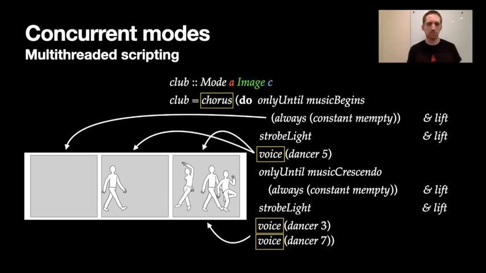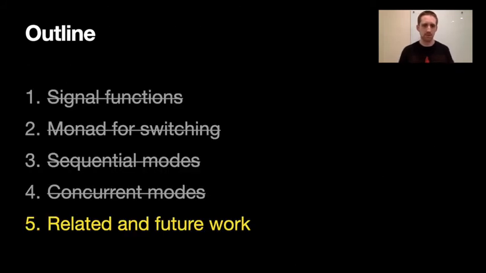The paper gives more examples of combining modes and more examples of scripting, including automata for changing scenes, and we can also do GUI programming with this. We can get a natural form of GUI programming. That's all in the paper, but I want to save a little bit of time to talk about other work on this topic and leave some time for questions.